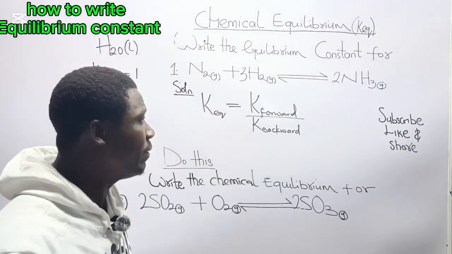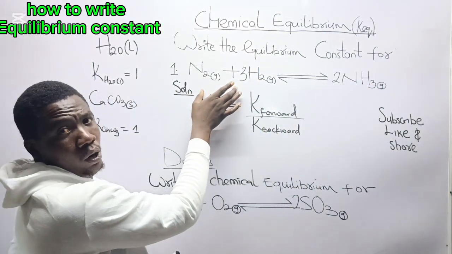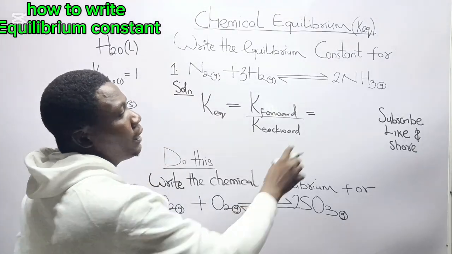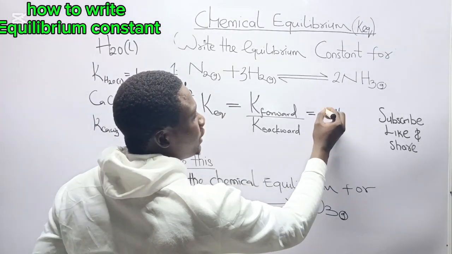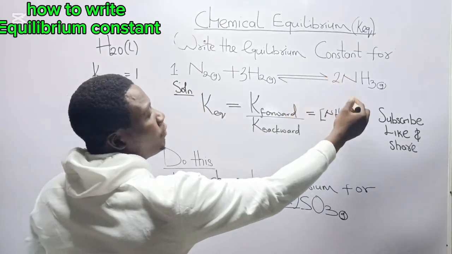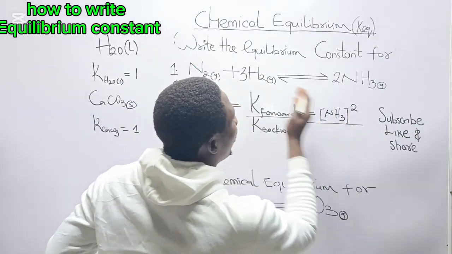So how do you do it? Very easy. It is the forward divided by the backward. But how do you write the forward? This is what we simply do. What you have here is ammonia, NH3. Put it in a curved bracket like this, raised to the power of the coefficient, which is 2. Divided by the backward.